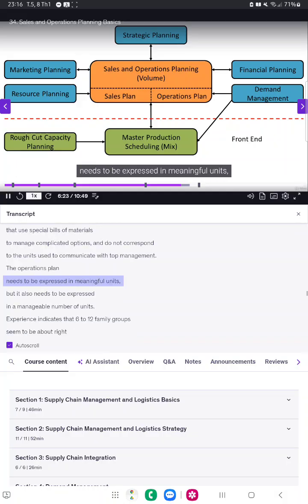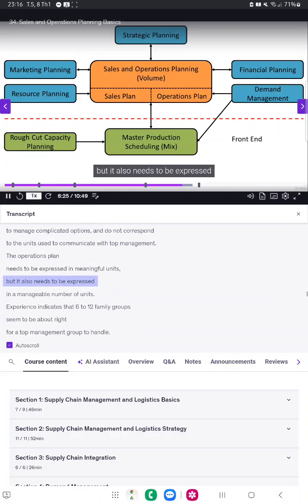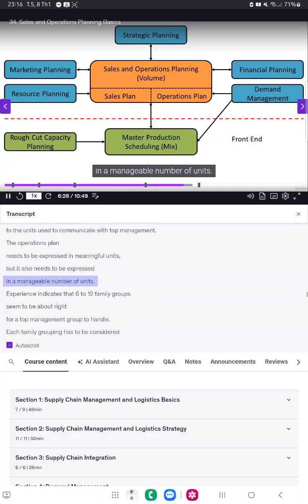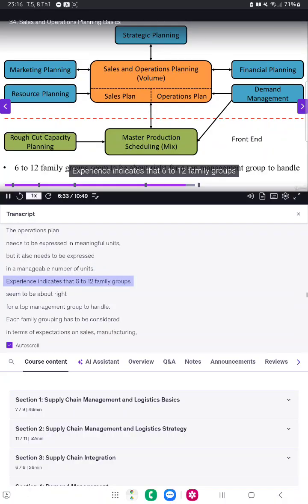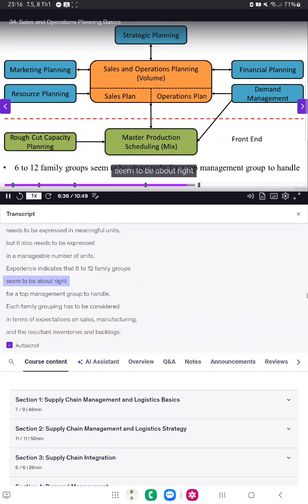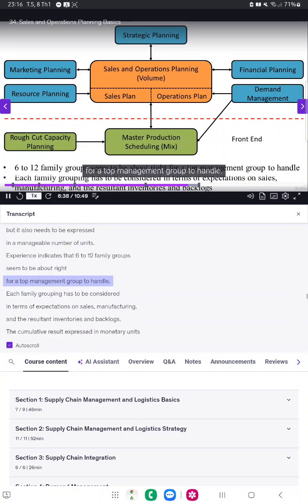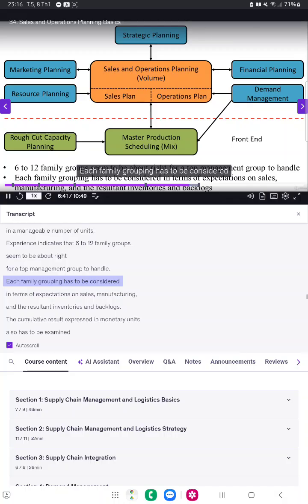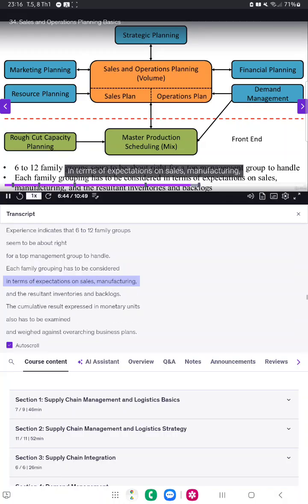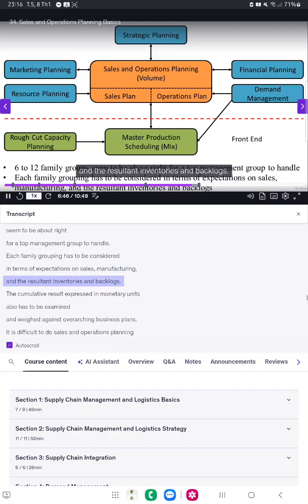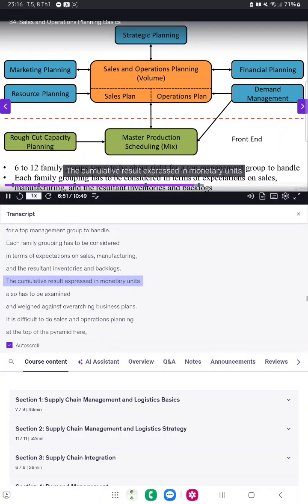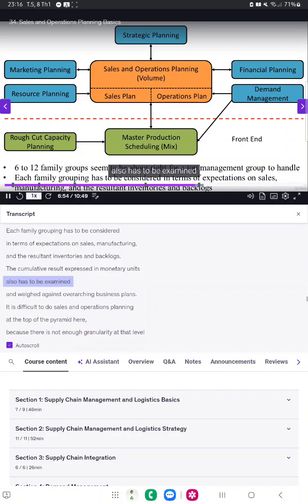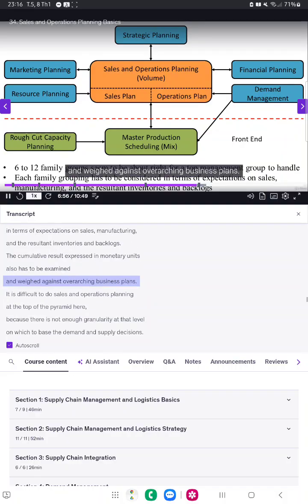The operations plan needs to be expressed in meaningful units, but it also needs to be expressed in a manageable number of units. Experience indicates that 6 to 12 family groups seem to be about right for a top management group to handle. Each family grouping has to be considered in terms of expectations on sales, manufacturing, and the resultant inventories and backlogs. The cumulative result expressed in monetary units also has to be examined and weighed against overarching business plans.